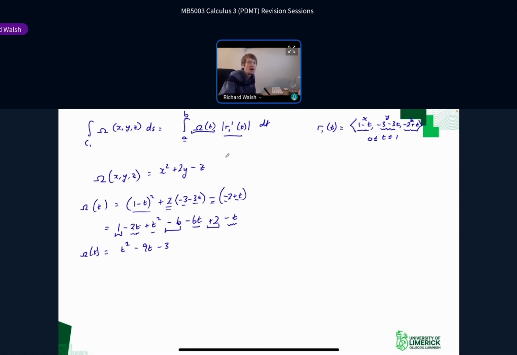Not really. So I have to differentiate R1 of t and then find the magnitude of that. So just work that out over on the right hand side. So I need to differentiate R1. I'm just calling them R1 and R2 so I can tell the difference between the line segment and the circle. So the circle parameterization I'll call R2 of t.